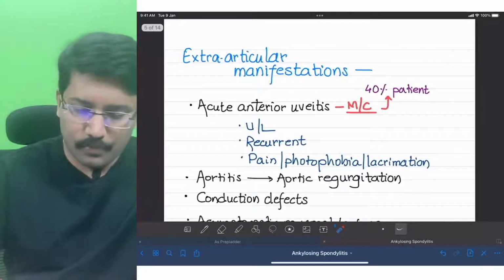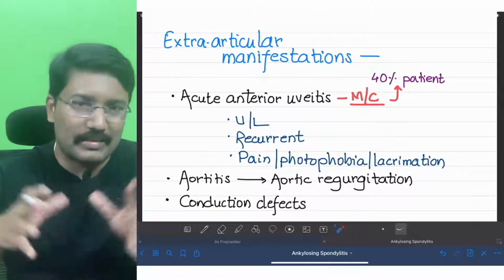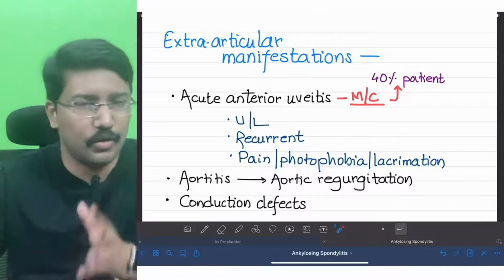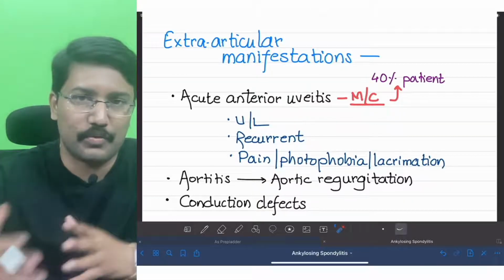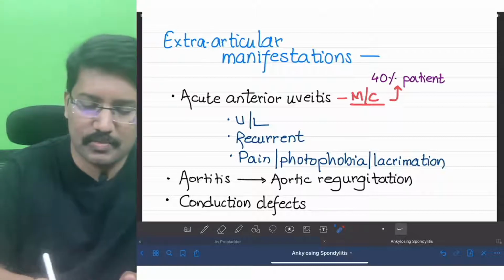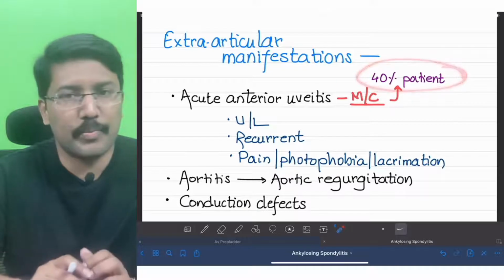Now coming to extra-articular manifestations. So articular manifestations we know: inflammatory arthritis, early morning stiffness, axial skeleton more affected, lower limbs more affected. Now coming to extra-articular manifestations. The most common extra-articular manifestation is basically anterior uveitis. It is known to occur in 40% of the patients.